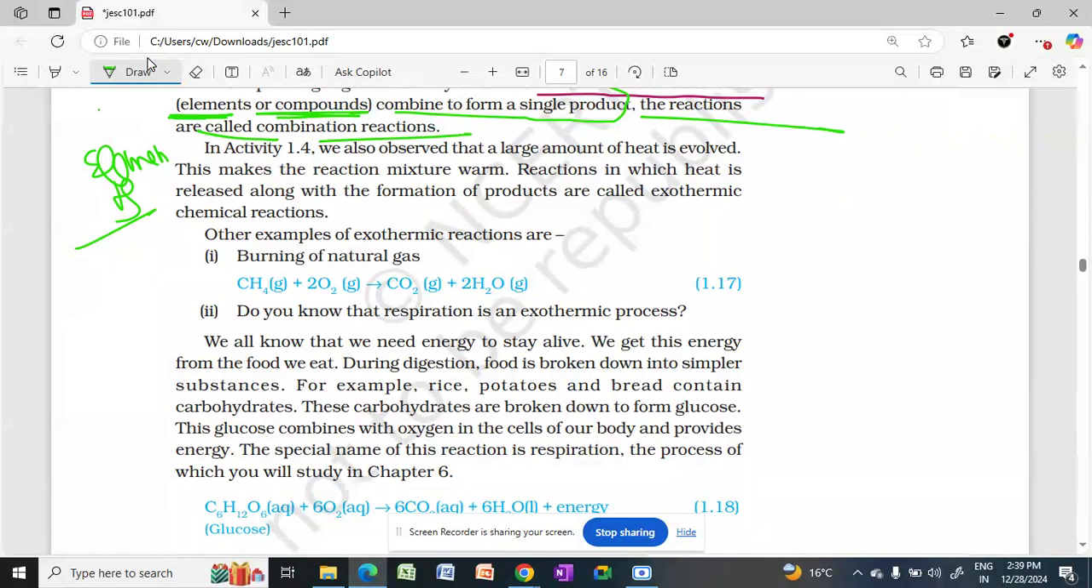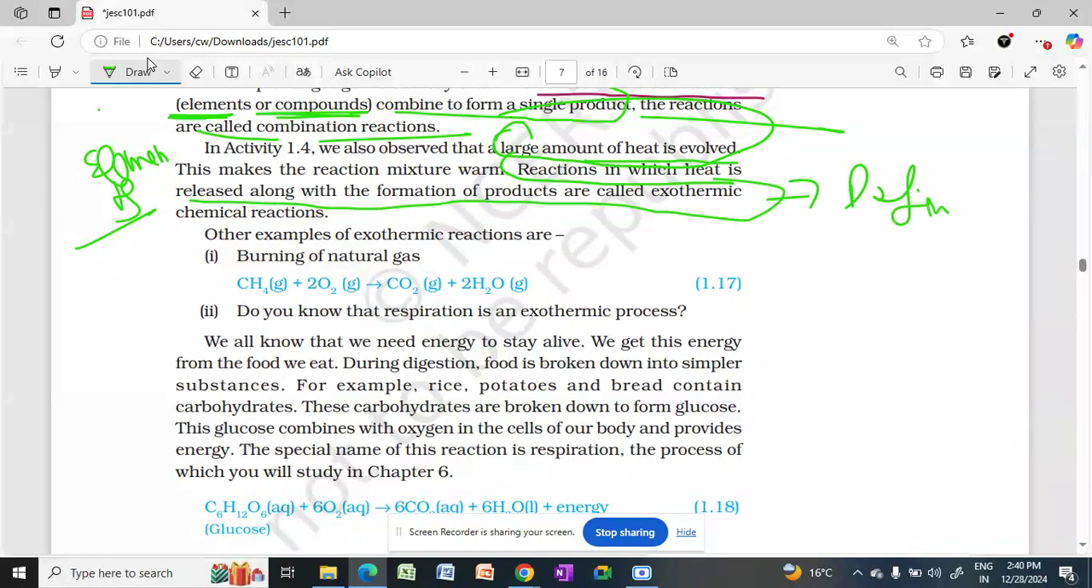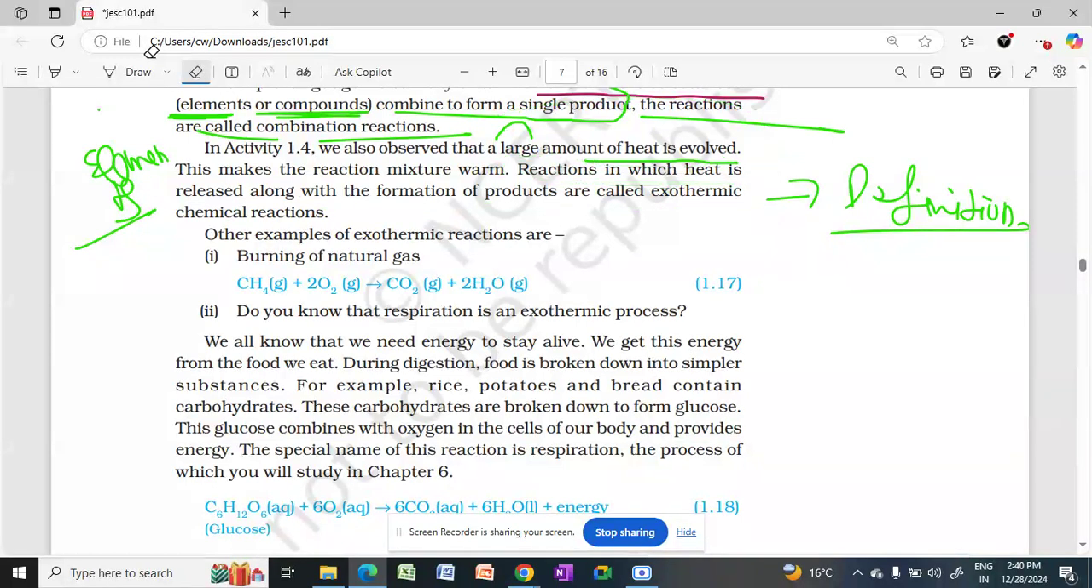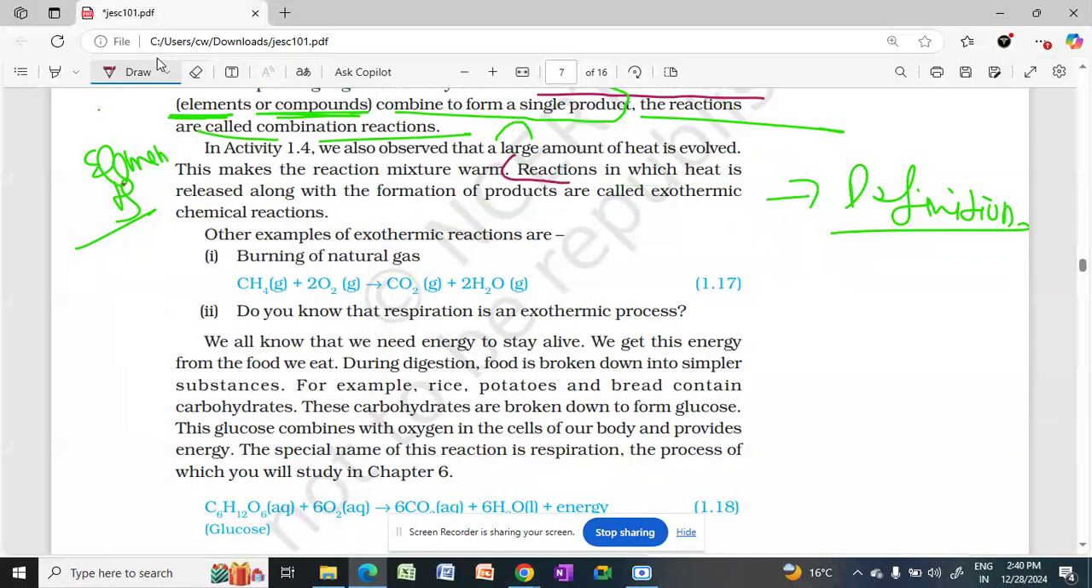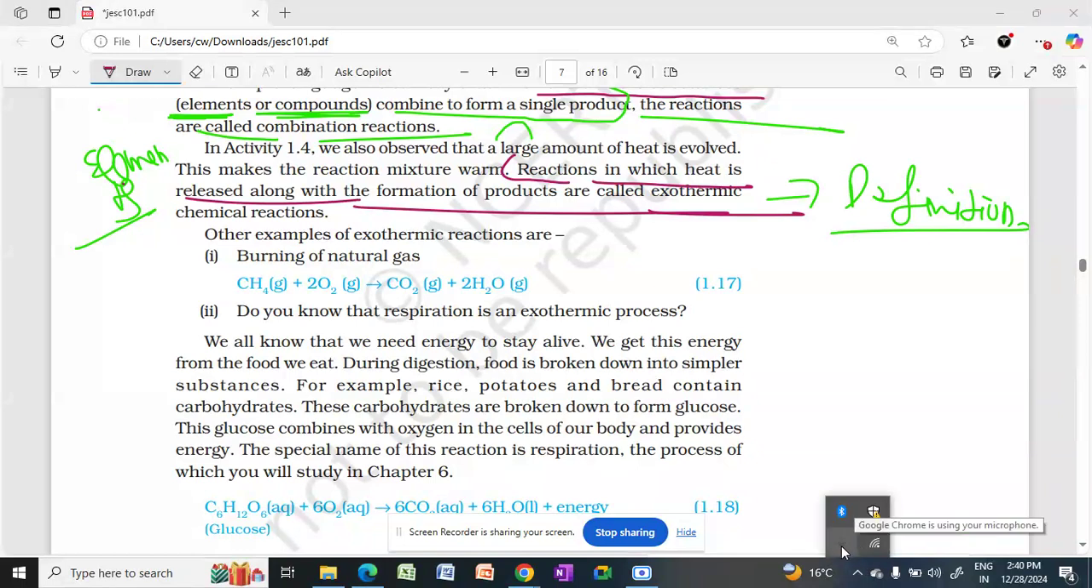Clear? So a large amount of heat is evolved. Underline this point: the reactions in which heat is released along with the formation of the product. This is the definition. Write in your NCERT the things and definitions that I am saying to you. Just underline those so that during revision it will be helpful. So what is the definition of an exothermic reaction? The reactions in which heat is released, those types of reactions I will call exothermic reactions, as the name itself indicates.